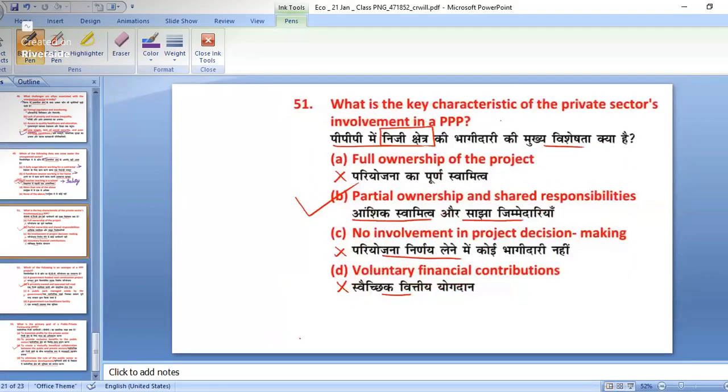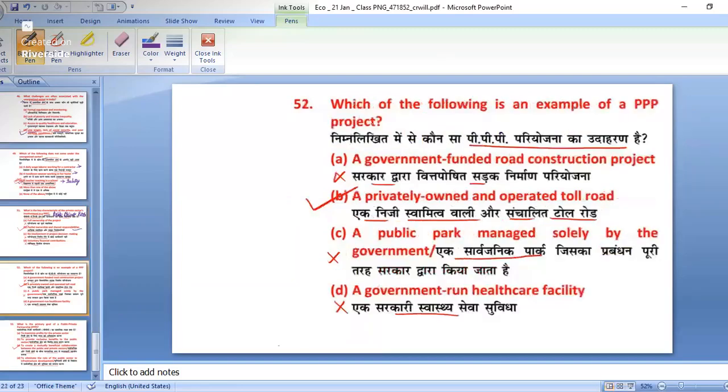Then what are the key characteristics of the private sector's involvement in PPP? We saw this one, public private partnership. Here the key characteristics are partial ownership and shared responsibility.